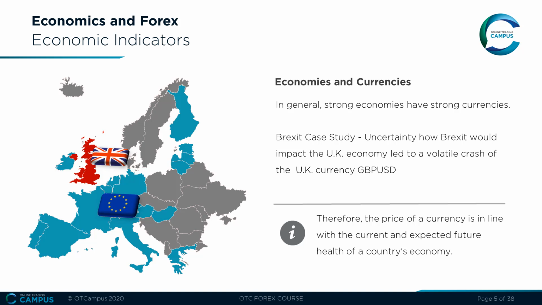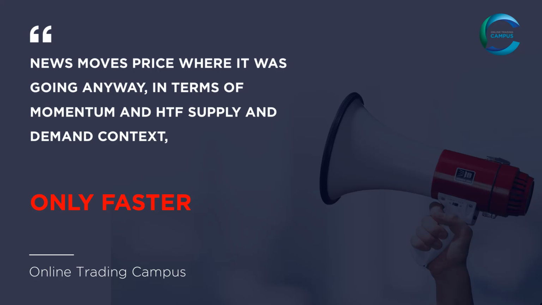This case study shows two things really. Number one, the uncertainty around Brexit and how Brexit would impact the UK's economy led to a volatile crash of the UK currency, the British pound. Therefore, the price of a currency is in line with the current and expected future health of a country's economy. And second, this case study will show that these news events move price. And while some may say it is unknown where price is going to go, price was just going where it was going anyway in terms of momentum and higher timeframe supply and demand context, only faster. In this case, a lot faster.